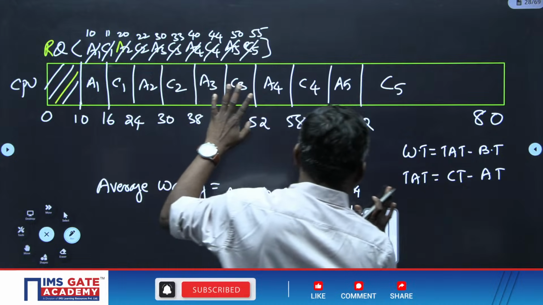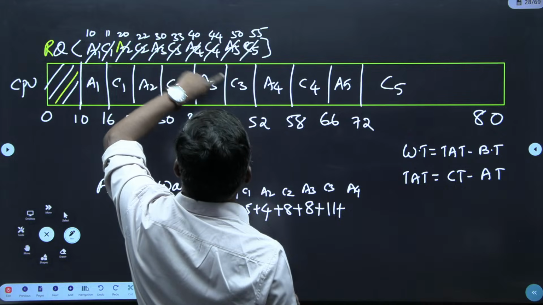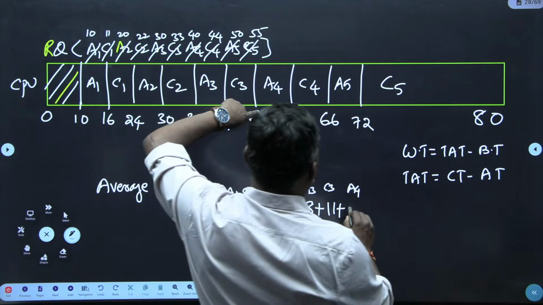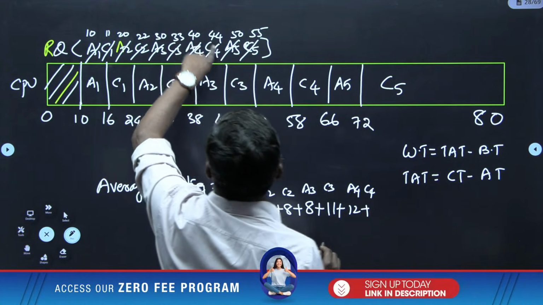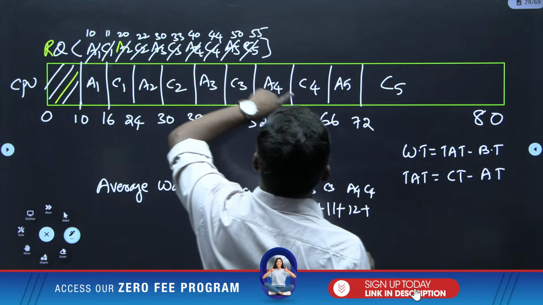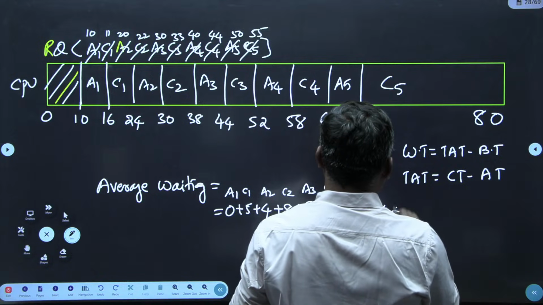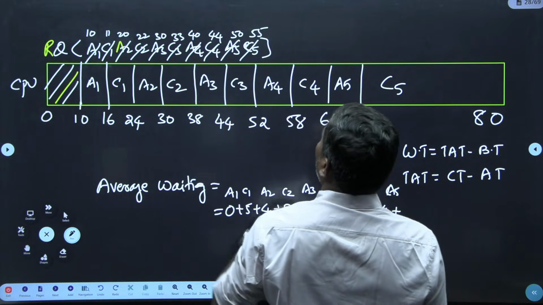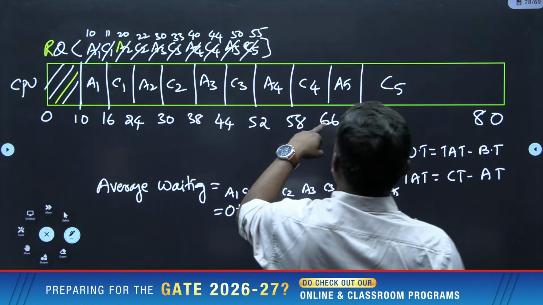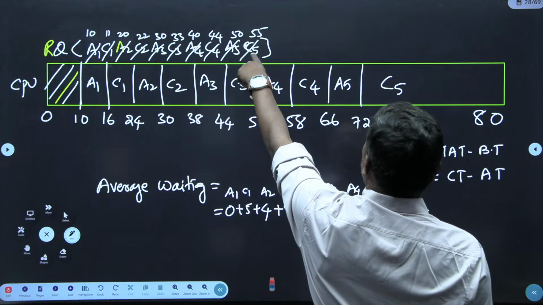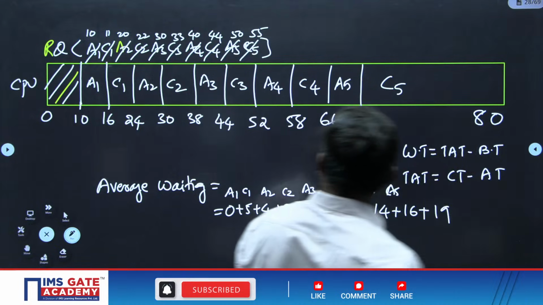Sorry, not 12. A4 came at 40, we scheduled at 52. Correct, 12. Plus C4 came at 44, we scheduled C4 at 58, so 14. Similarly A5: A5 came at 50, scheduled at 66, so 16. The next came at 55 and is scheduled at 72, so 17.